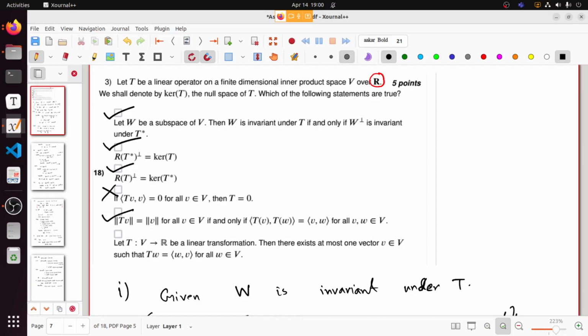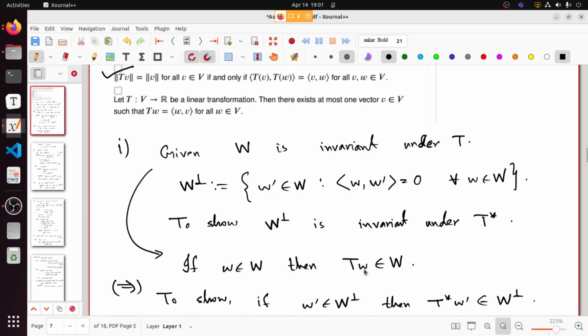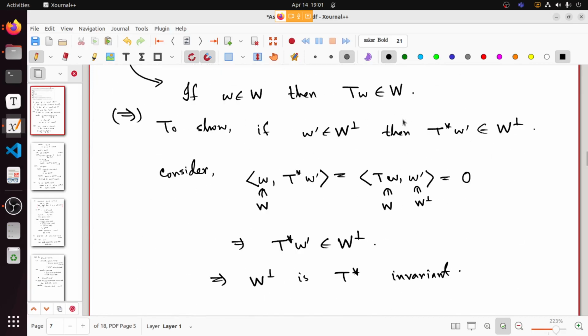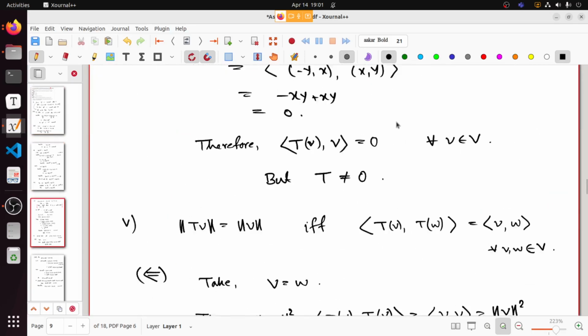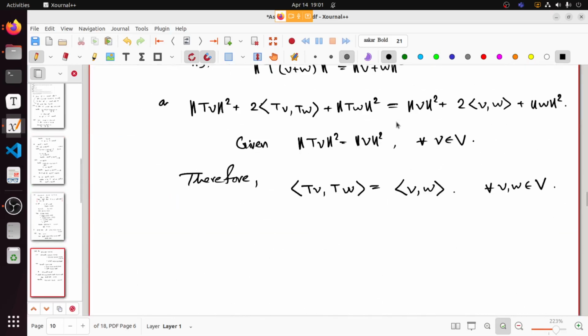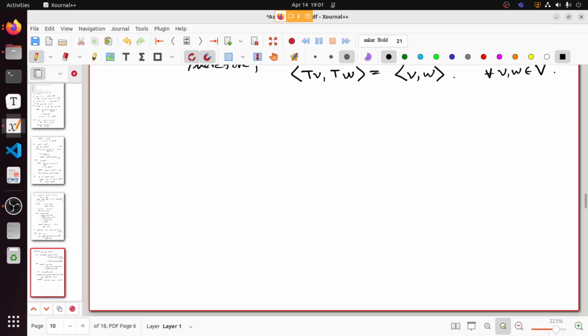Now what is the option number 6? Let T: V to R be a linear transformation, then there exists at most one vector V such that Tw equals inner product W with V for all W. So this is basically a statement of the uniqueness of the Riesz representation, right? That any linear transformation will look like this, and this vector is unique, right? So by the uniqueness we will get at most one vector. So this is option number 6.